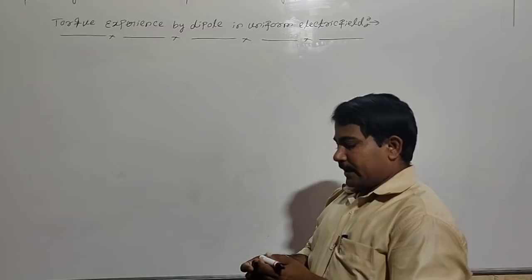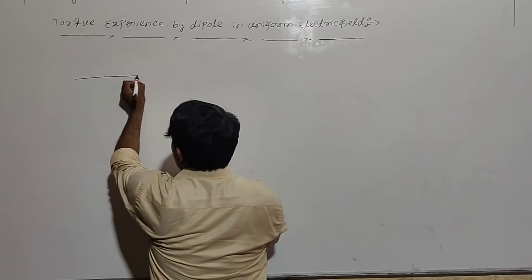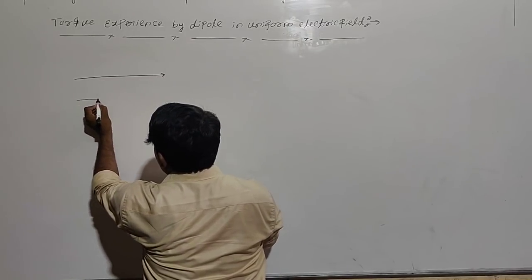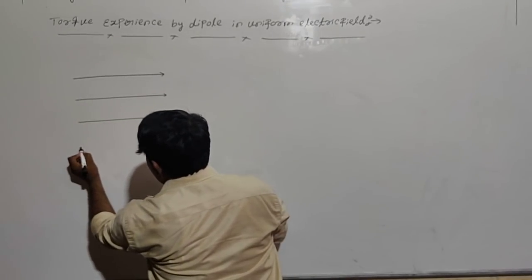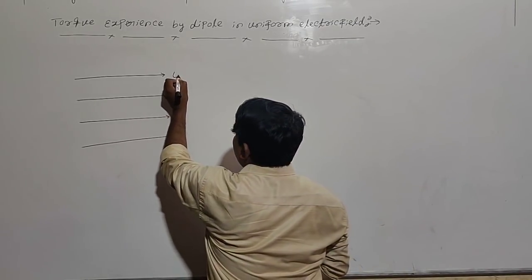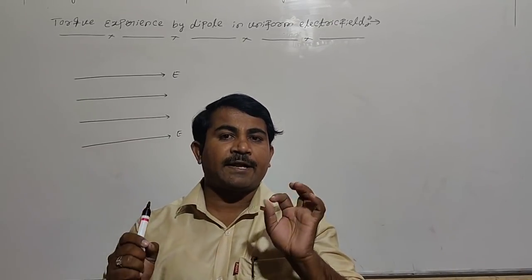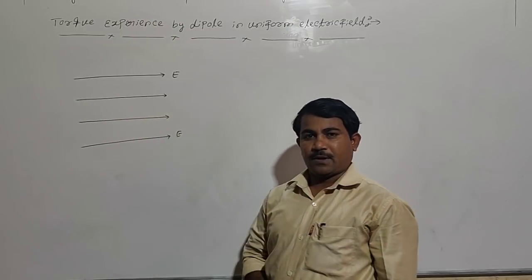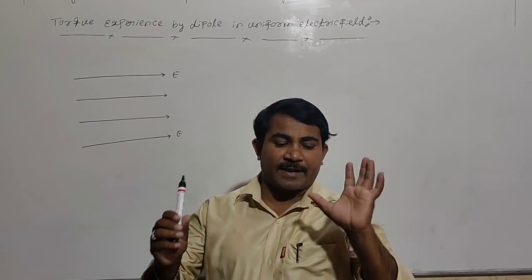Students, let us take a uniform electric field. Uniform electric field means the electric field whose magnitude and direction are the same at every point. Generally, a uniform electric field can be represented by a set of parallel lines. Now, in this uniform electric field, let us place a dipole.